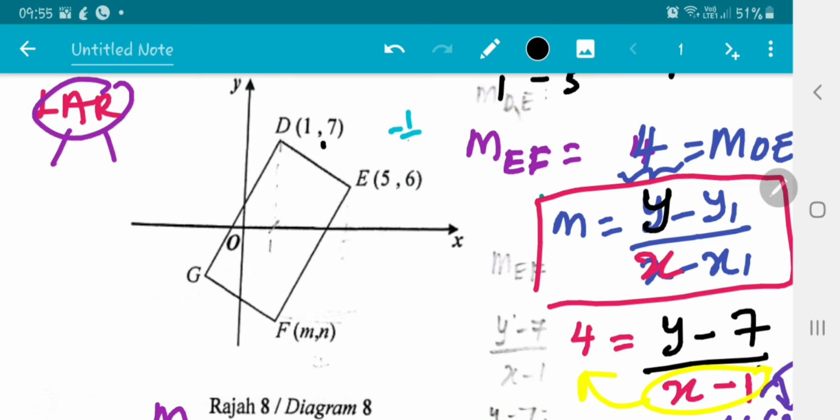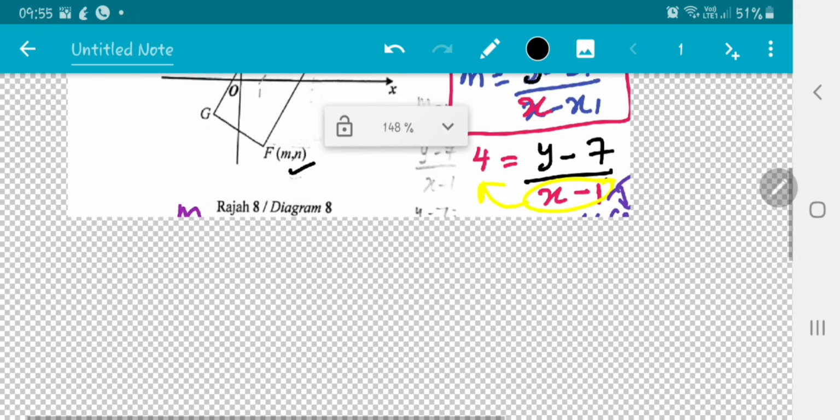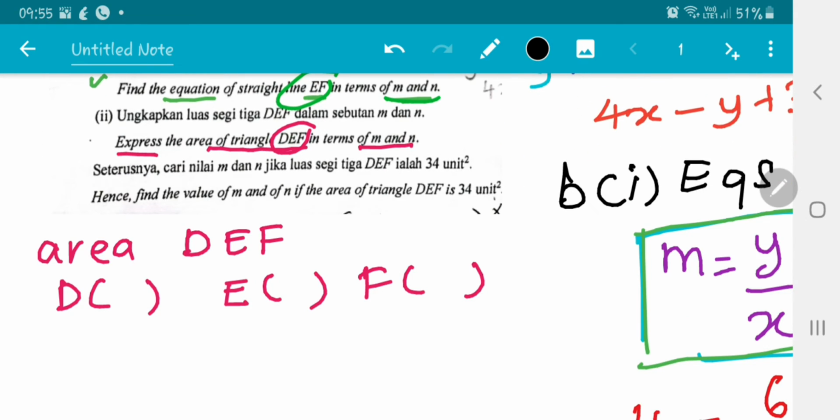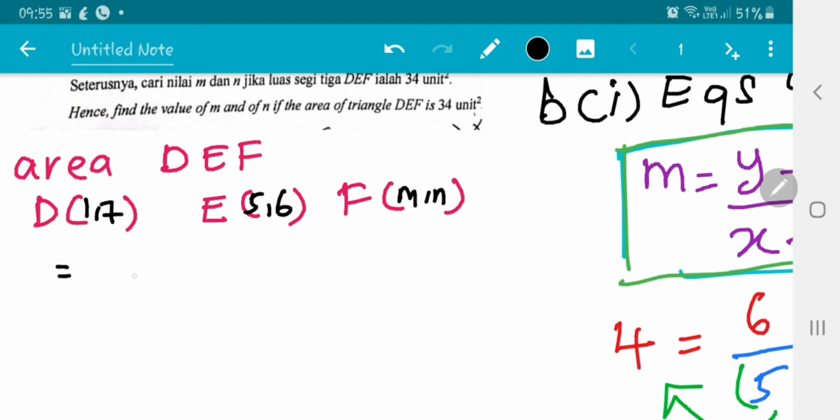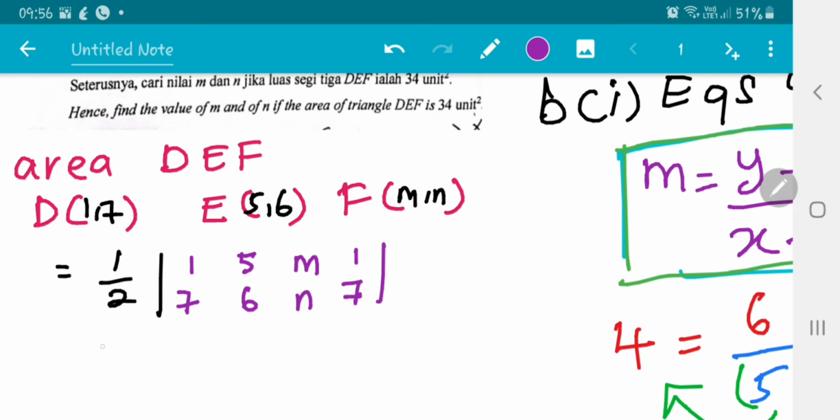So D is 17, E is 56, F is MN. Use the formula of area. The formula is half, and then arrange your points. Put in the formula: 17, D, E, 56, F, M, N, and then don't forget to repeat the first point, 17. Okay, then you solve.